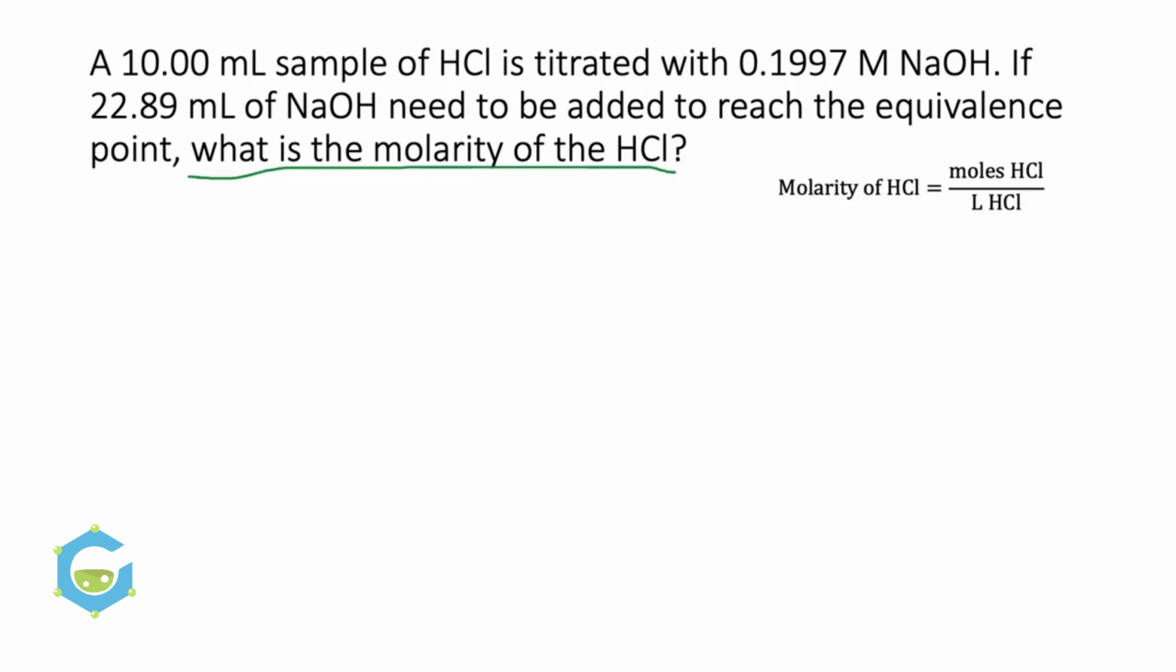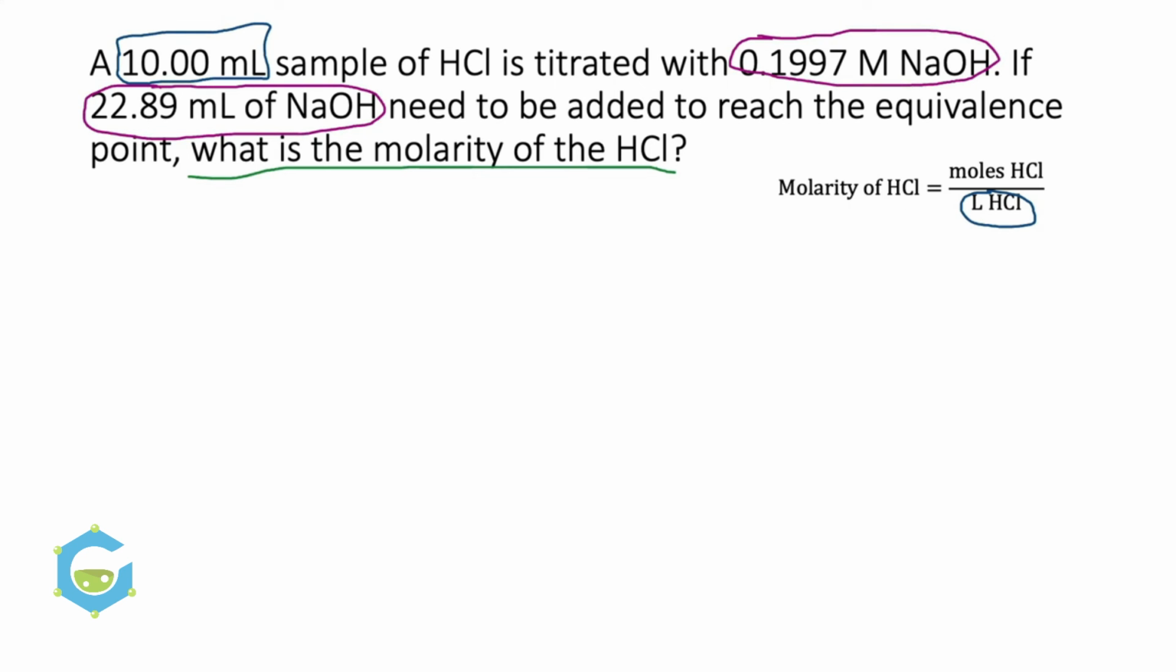Well, the molarity of the HCl is going to be the number of moles of HCl divided by the volume of HCl in liters. Do we know either of these numbers? Well, right now we know the volume of HCl in milliliters, which we can of course convert to liters pretty easily. So how do we calculate the moles of HCl? Well, we may not know the moles of HCl, but if you look here, we've got the molarity of NaOH and a volume of NaOH, and that will give us moles of NaOH.